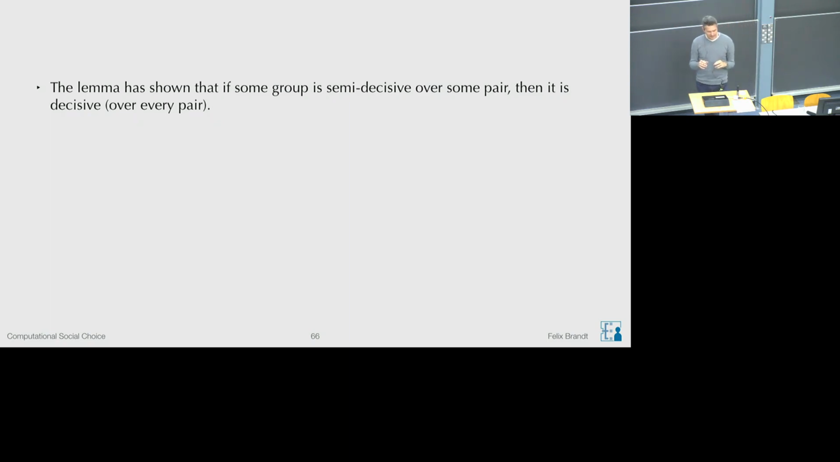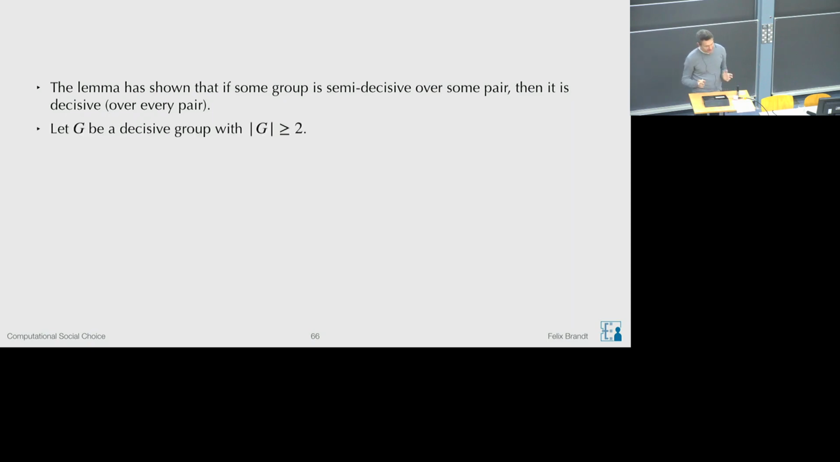There are some extensions to infinite numbers of voters, but then you need to make extra assumptions. Here you really need finiteness, because you keep on splitting the set, and you always get smaller and smaller decisive groups until in the end you have the smallest decisive group, which would be a single voter. Because these always have to be non-empty. It's not the empty set that is the smallest one, but a singleton set. Okay, so that's the idea for the rest of the proof.